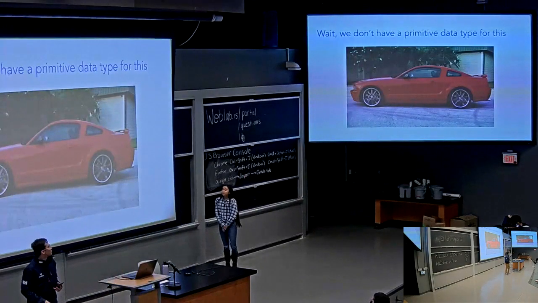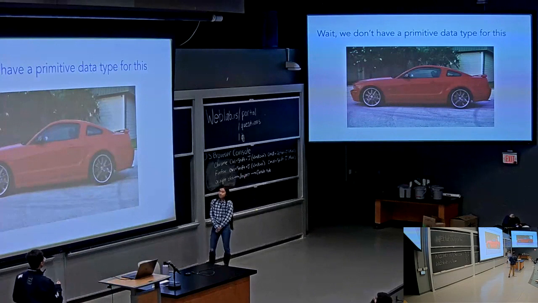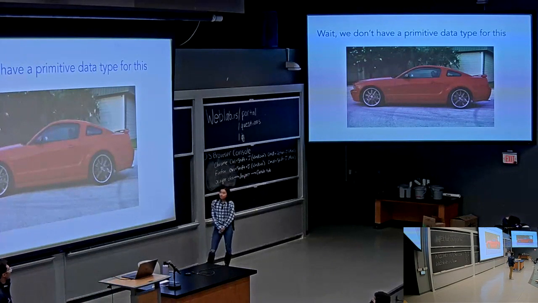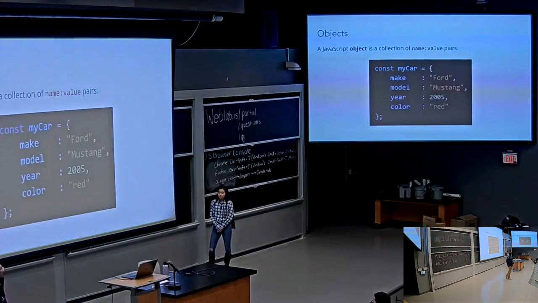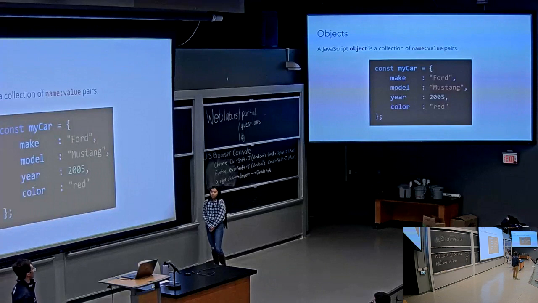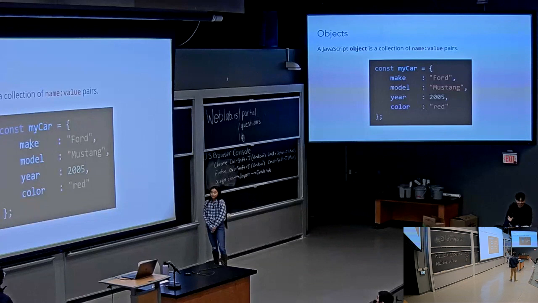So maybe we want to represent this car here, but we don't have a primitive data type for this so far. So we have something in JavaScript called objects. An object in JavaScript is a collection of name-value pairs. So here in this example, we have our car that has a make of Ford, a model which is a Mustang, a year which is 2005, and the color is red. So that represents the car that we had on the last slide.